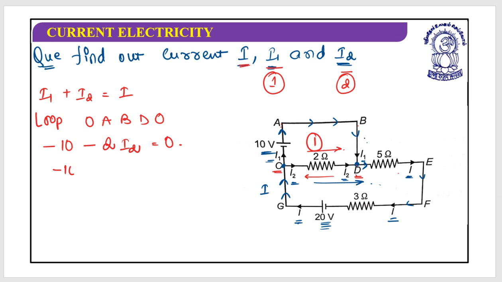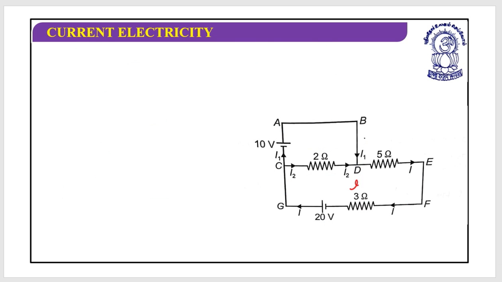So minus 10 should be equal to 2 into I2, and I2 should be equal to minus 5 ampere. This is the value of I2, minus 5 ampere. I hope these things are clear. Is it clear? Now let's write down the relation for the second loop.